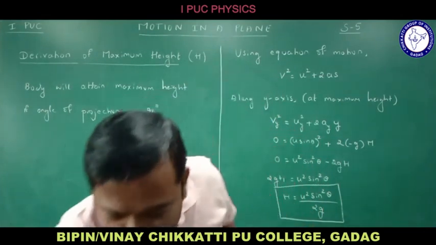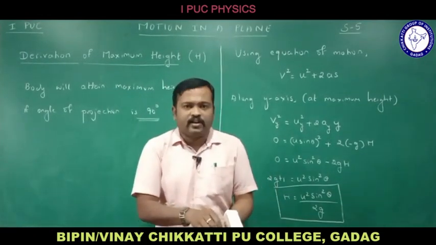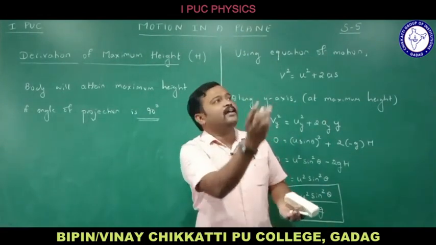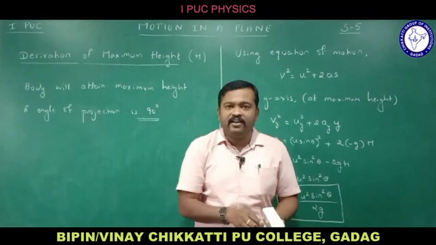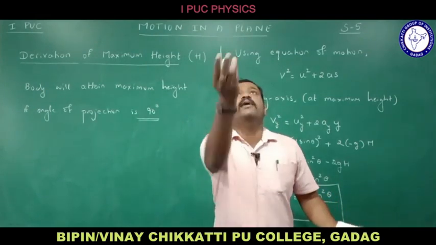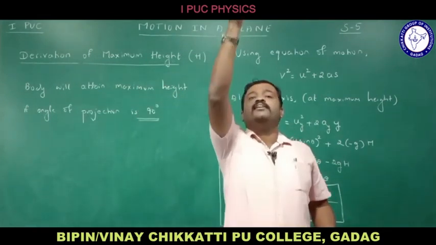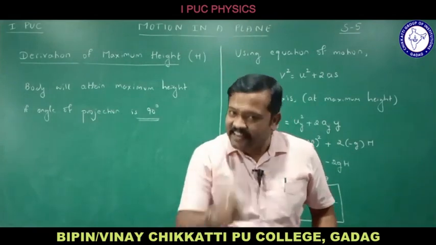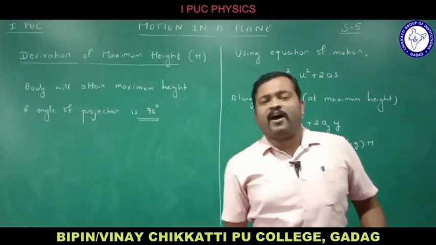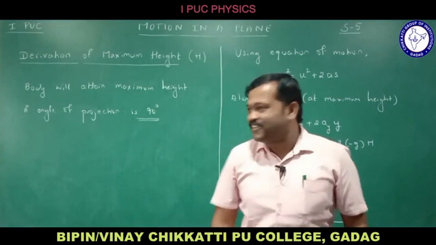For example, if I want to throw this chalk, if I throw like this, it will attain this height. If I throw at a little bit of an angle, it will attain only up to here. When will it attain maximum height? When I throw the object at 90 degrees with the horizontal. When will the body reach maximum height? If the angle of projection is 90 degree. You want to throw at a maximum height, what should be the angle? Angle should be 90 degree, right? So do you understand?